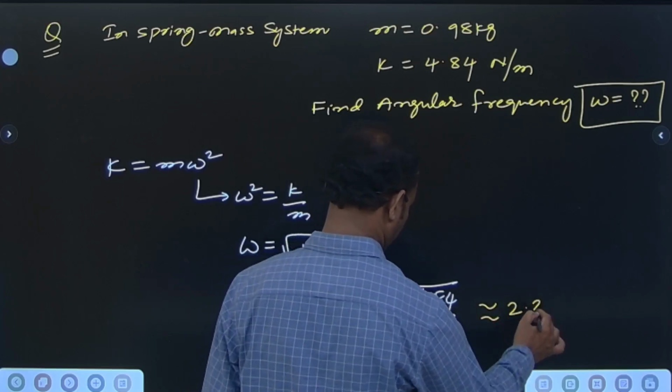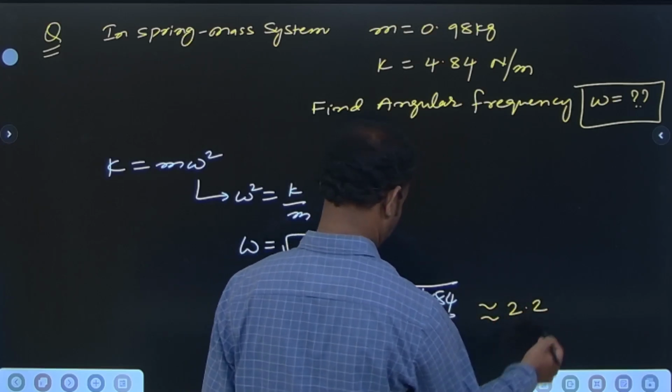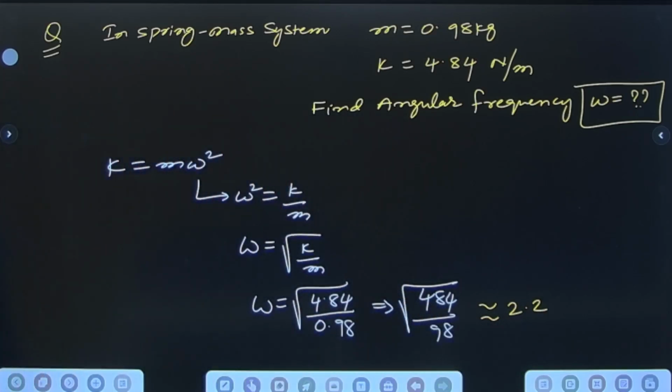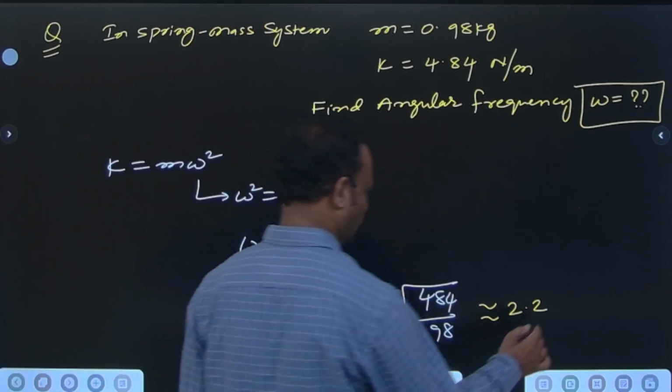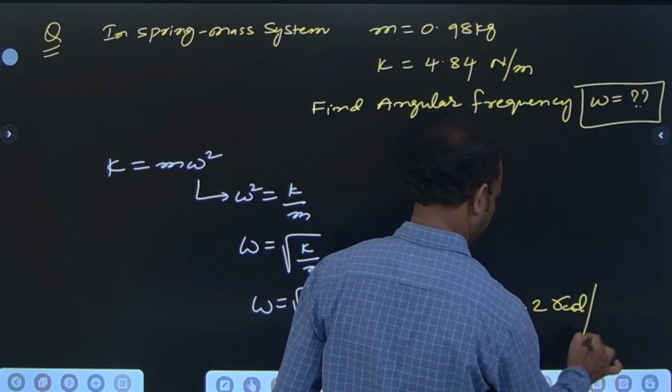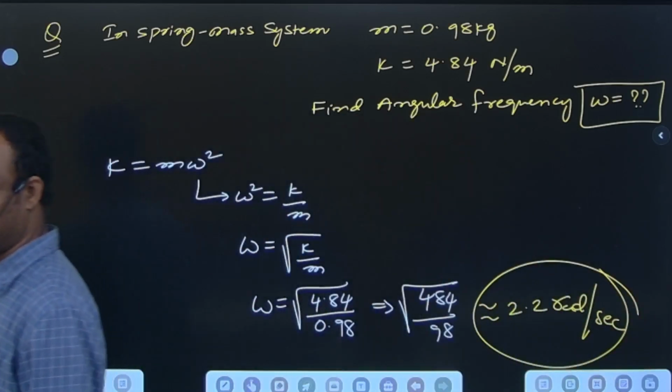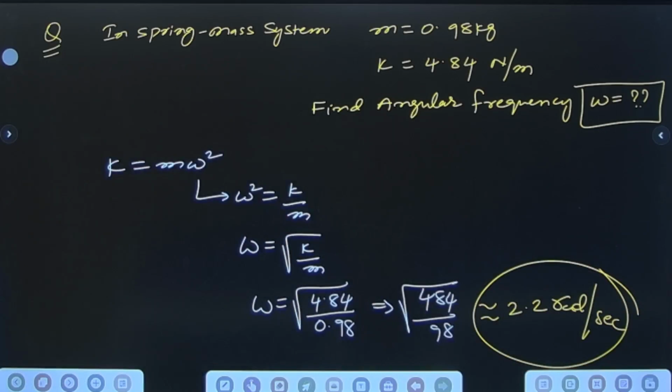Approximately 2.2. Check it: square root of 484 by 98, 2.2. Omega is angular frequency. What are the units? Radian per second. Check the answer. Like the time period of the spring mass system, T is equal to 2 pi under root of what? M by K. Okay, so next one.